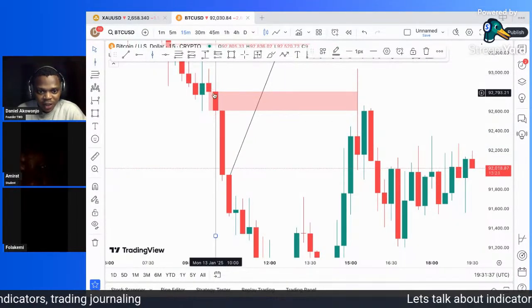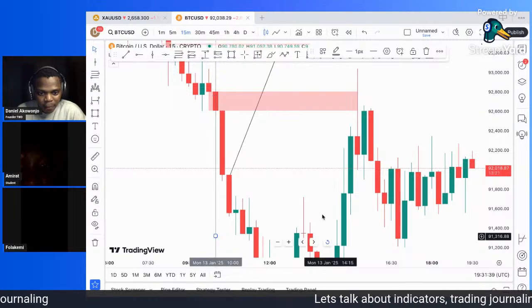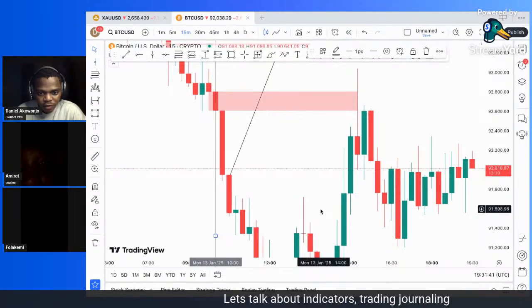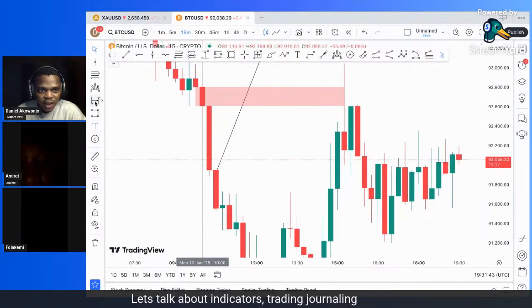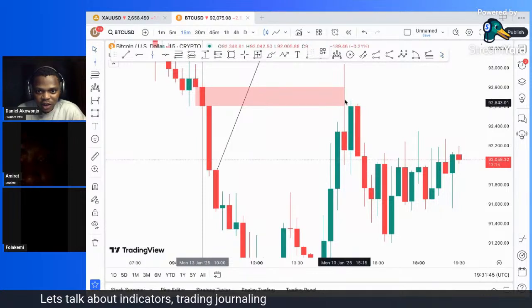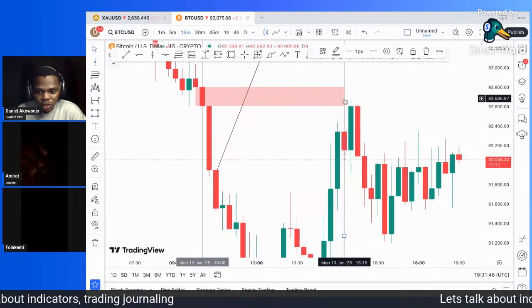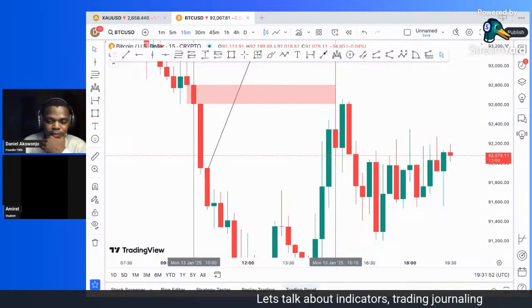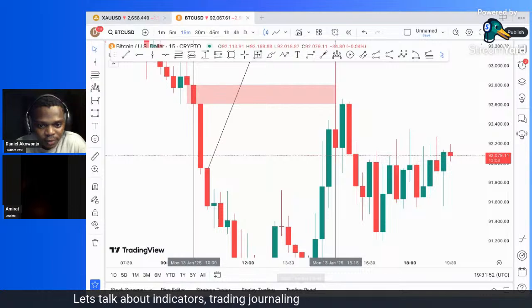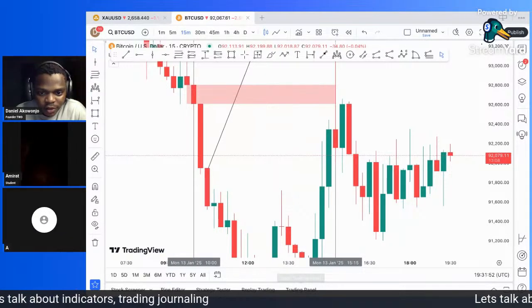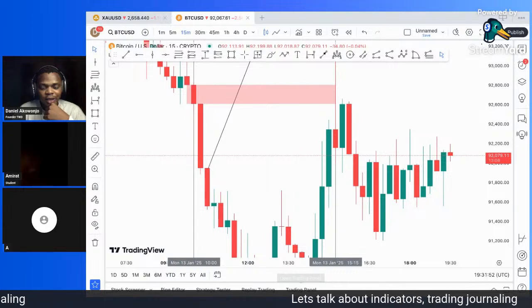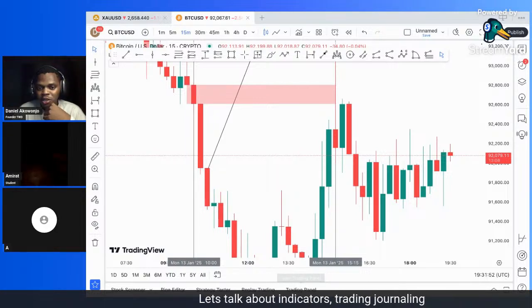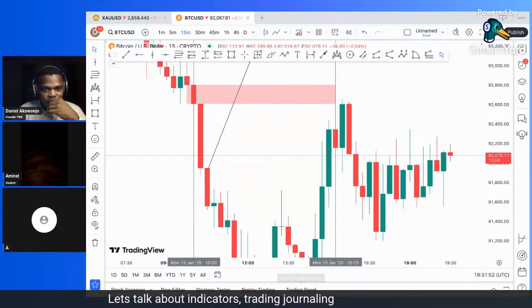This particular imbalance formed as at 10 o'clock this morning, which is 11 o'clock Nigerian time, and the retest came about around 3:15, which is around 4:15 in Nigerian time. Does that make sense? Yes. So it's very important to understand that this fair value gap can actually influence your trading decisions and so on and so forth.